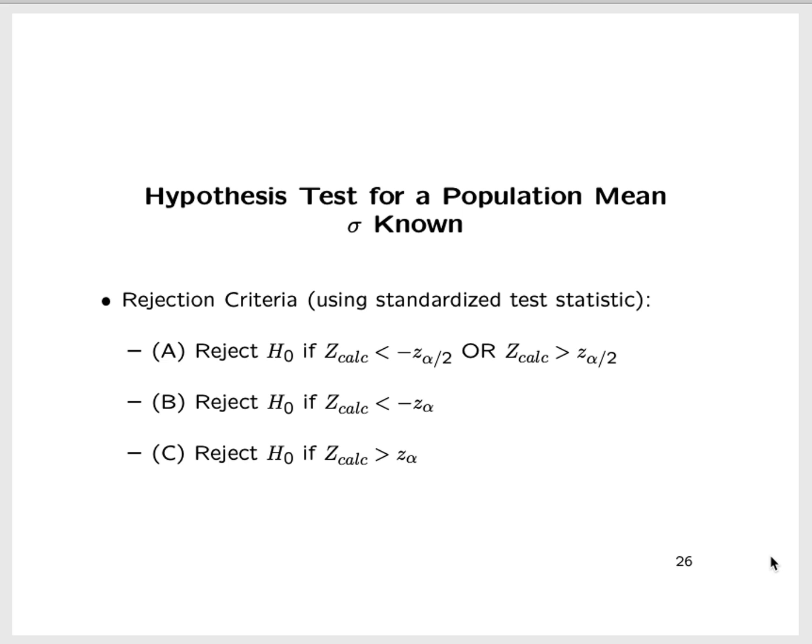Using the standardized test statistic, the rejection criteria become the following. For the two-tailed test, we would reject the null hypothesis if zcalc is less than negative z sub alpha over 2, or if zcalc is greater than positive z sub alpha over 2. For the left-tailed test, we reject if zcalc is less than negative z sub alpha. And finally, for the right-tailed test, we reject if zcalc is greater than z sub alpha.